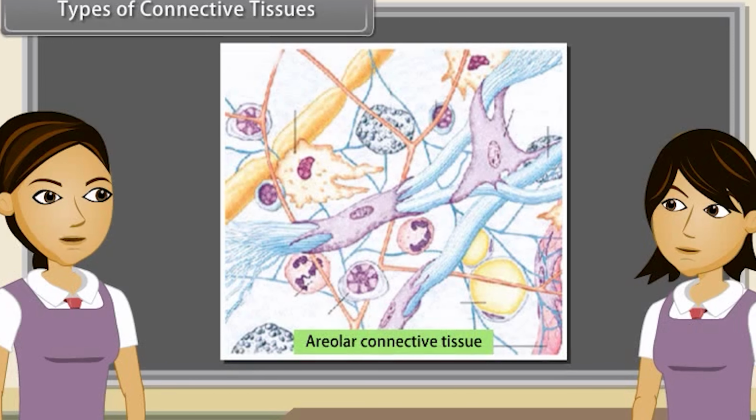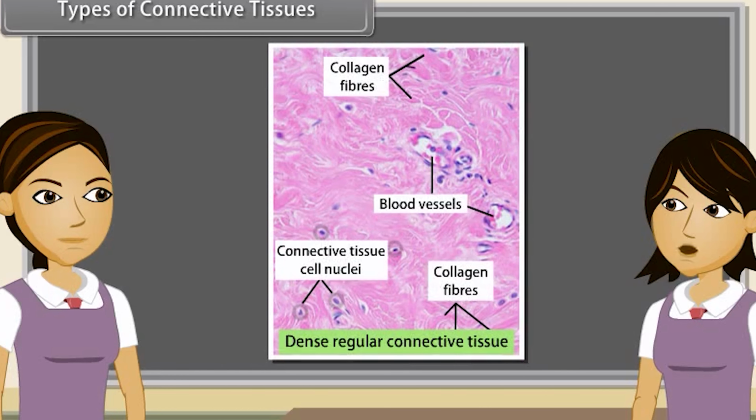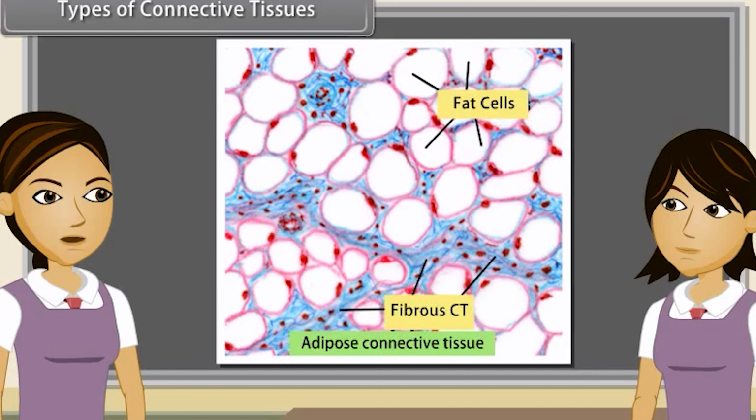Areolar connective tissue is a loose and cellular connective tissue. Matrix of areolar connective tissue contains white and yellow collagen fibers. Dense regular connective tissue has orderly and densely packed fibers and cells. Dense regular connective tissue is a main component of tendons and ligaments. Adipose connective tissue is basically an aggregation of fat cells, also known as adipocytes. These fat cells are oval or round, filled with a large droplet of fat.